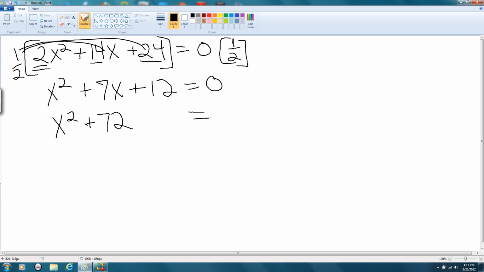First thing I'm going to do is subtract 12 from both sides. So we get a negative 12 here. But then we need to add something here that will make this x plus something squared. And if I add it to that side, I have to add it to this side. Sorry, I didn't mean to make that 72. This is 7x.